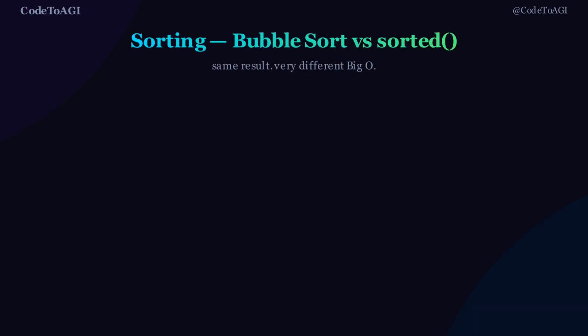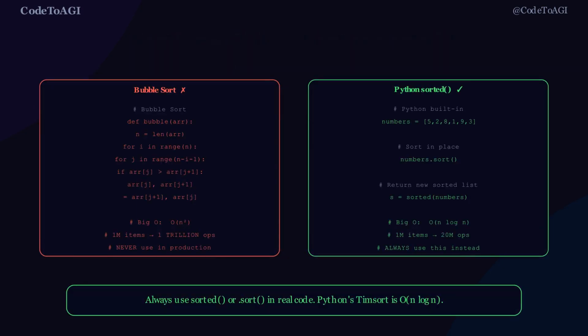Two sorting approaches. Very different Big O. Bubble sort. Compare adjacent pairs. Swap if out of order. Repeat until no swaps happen. Simple to understand. But the Big O is O of n squared. Very slow for large data.